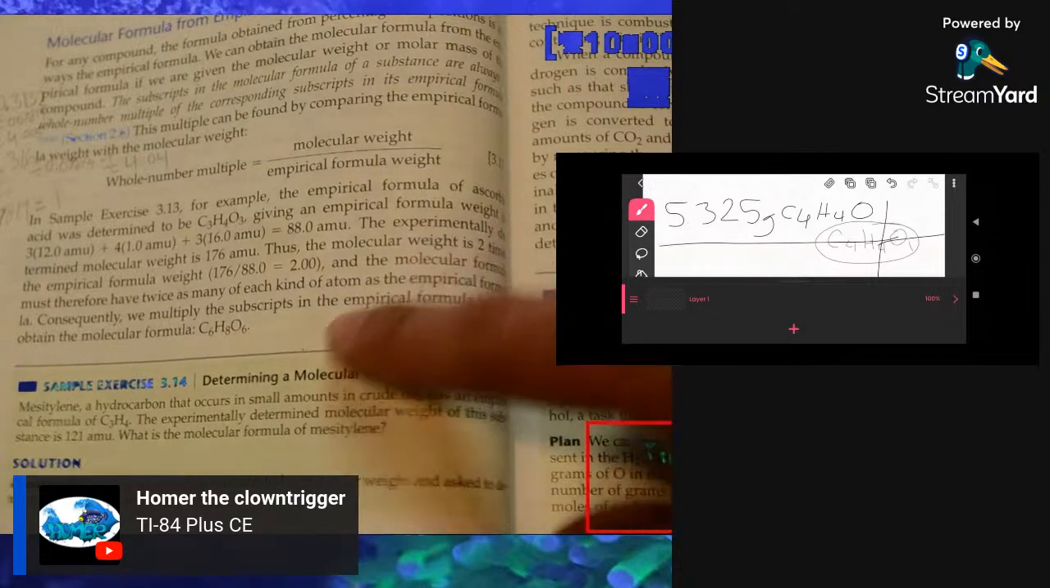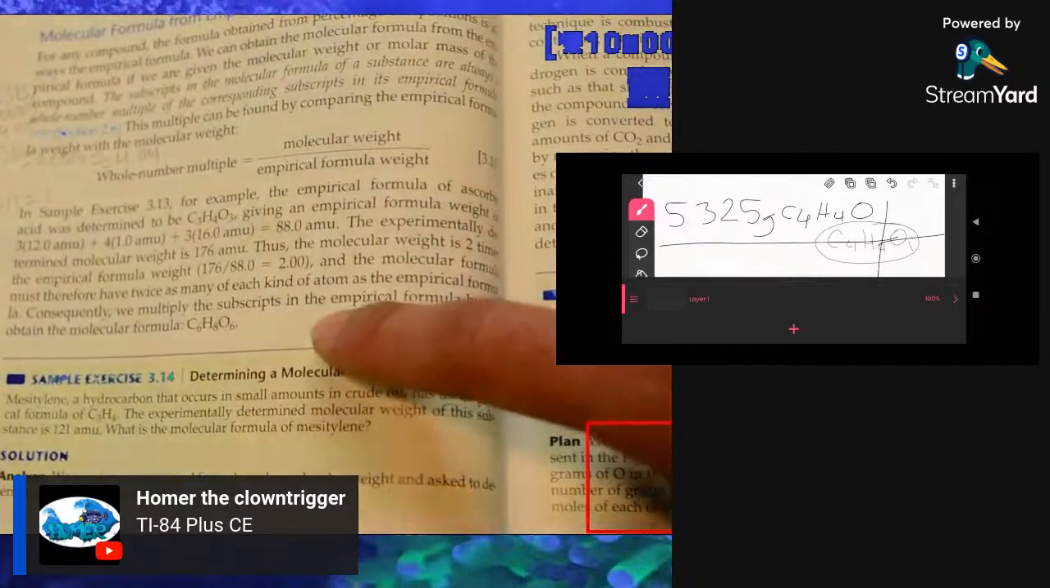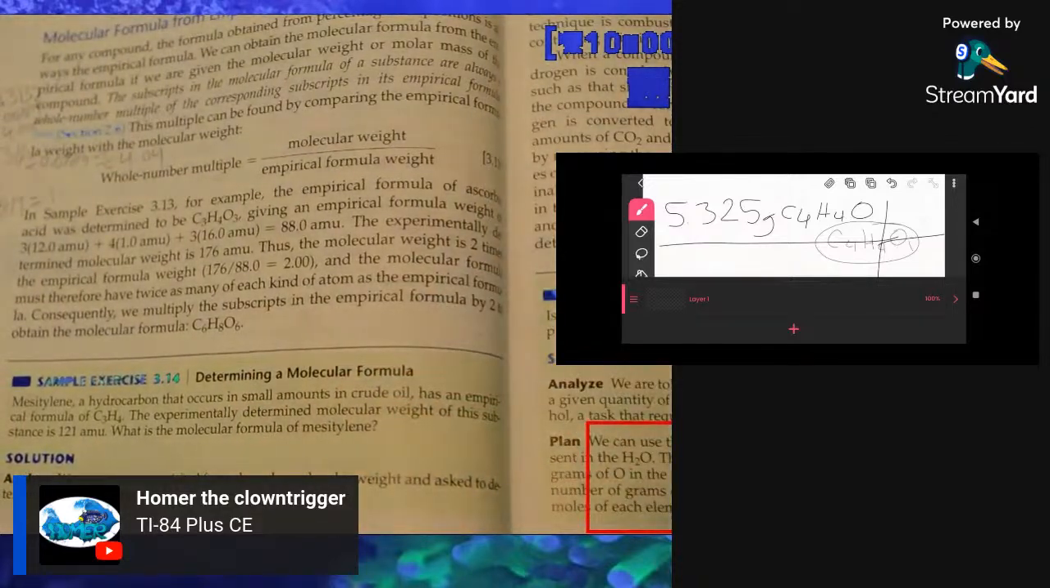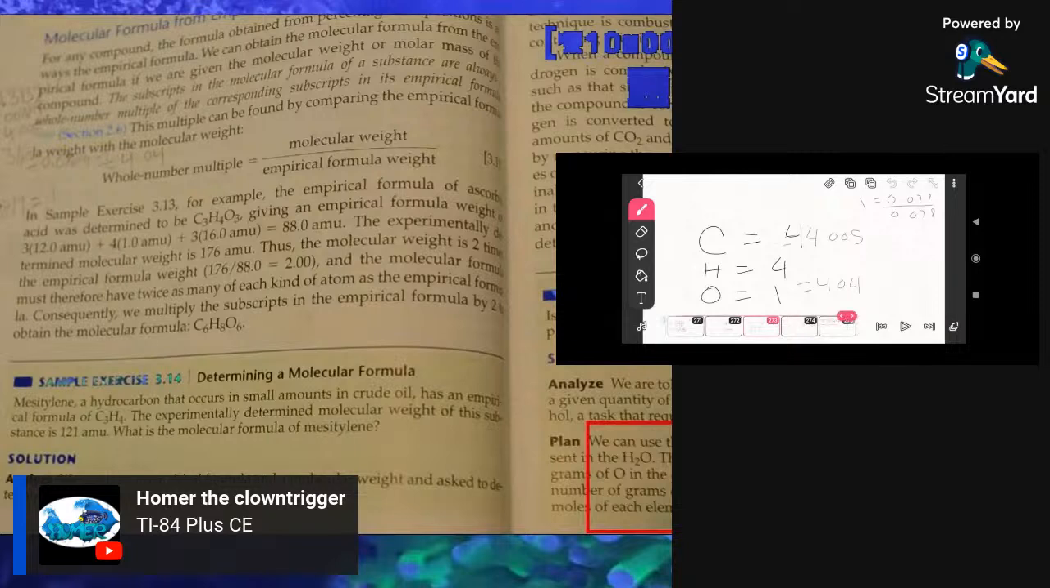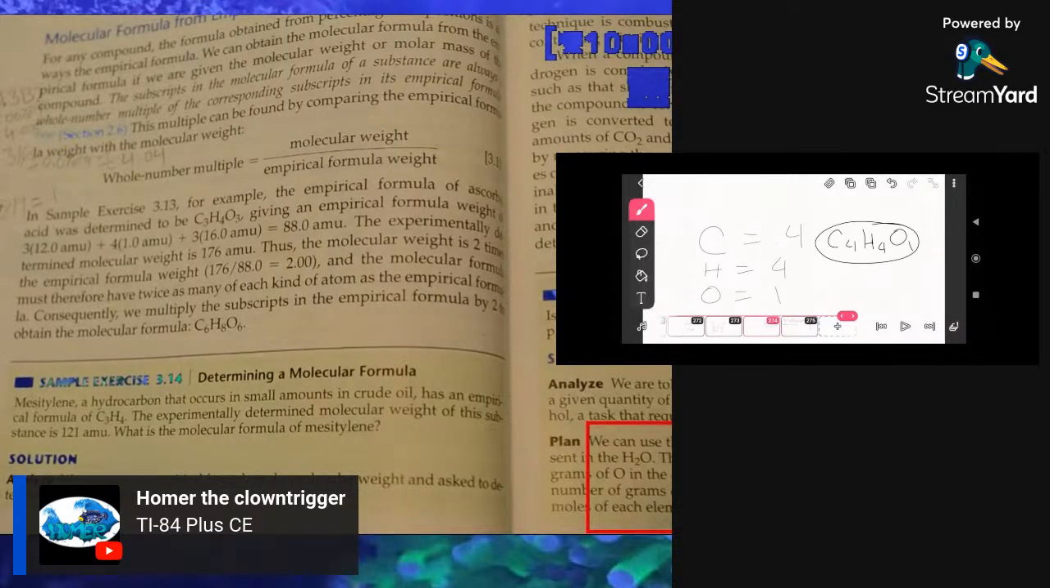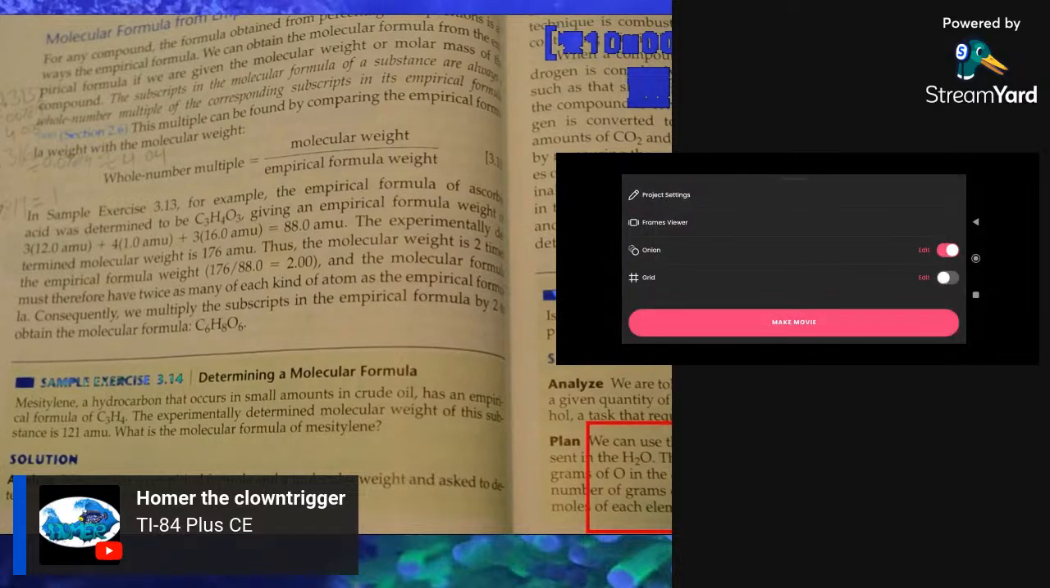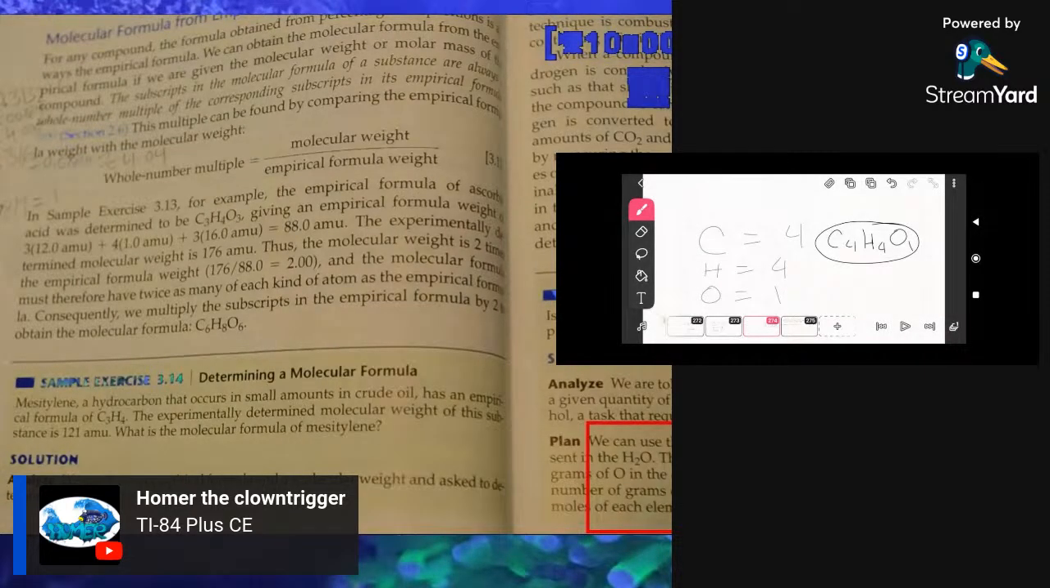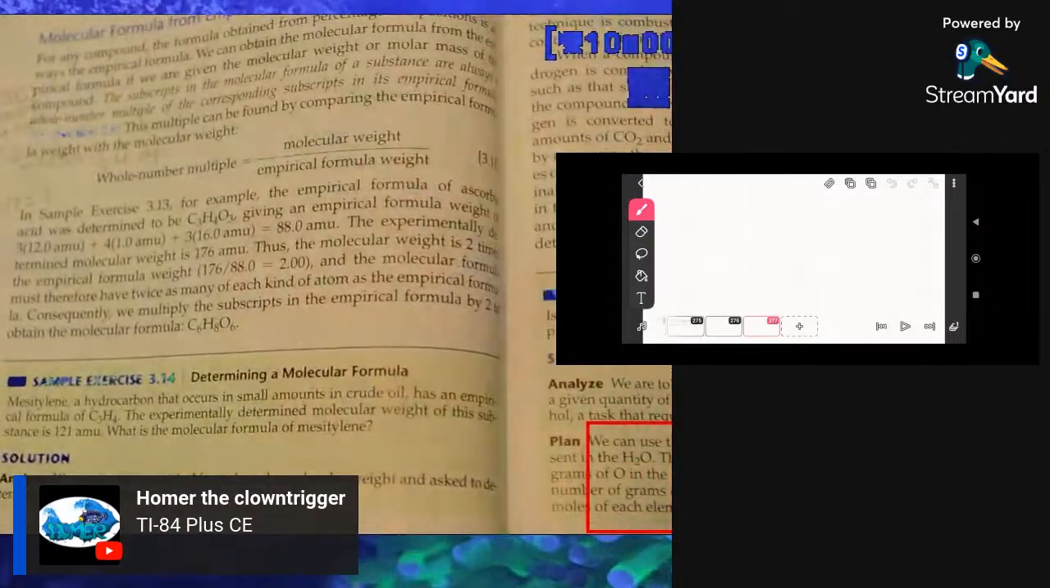So what does that mean? Remember I was telling you guys earlier that if you need to add more ratios, make sure you add them as whole numbers. You see that? All right, make sure you keep it as whole numbers. But anyways, all right, determining molecular formula.